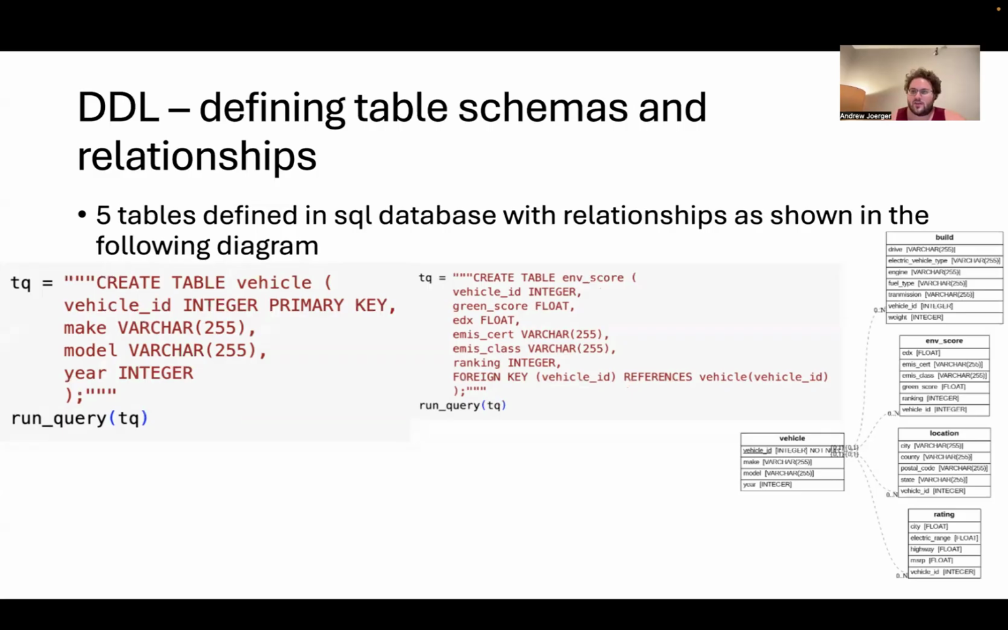And you can see on the right-hand side the relationships. Vehicle is the main table, and it has relationships with build, environmental score, location, and rating. Vehicle ID is the foreign key in build, environmental score, location, and rating that connects them all to vehicle. Doing this, like I said, reduces data redundancy and uses the best practice of normalization.